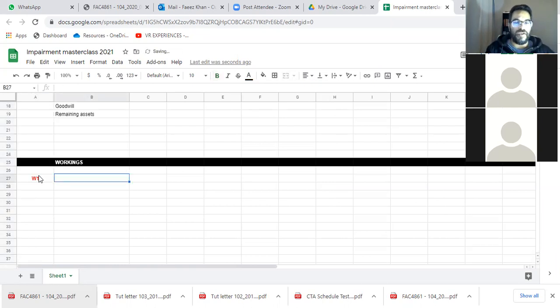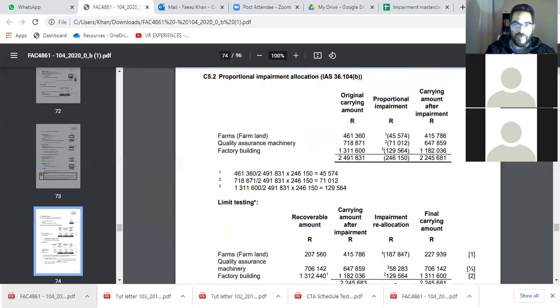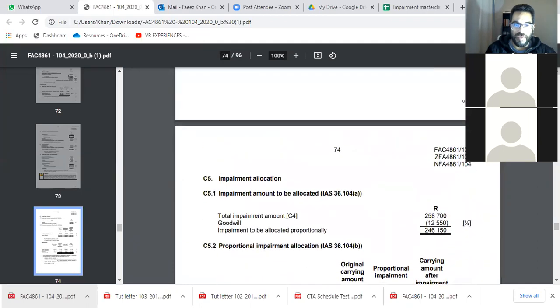Okay, so let's work on the fair value less cost of disposal. Just make sure you have your scenario open. So, fair value less cost of disposal. Let me just see, where is this now?